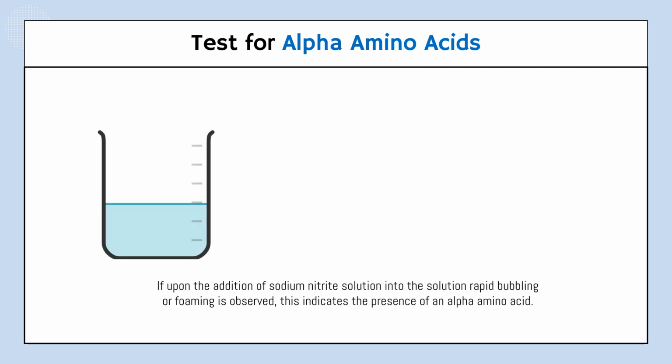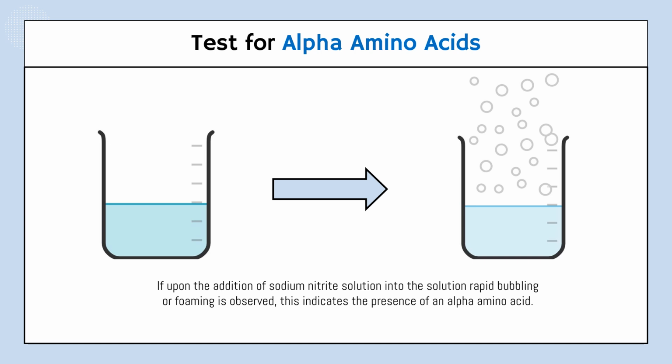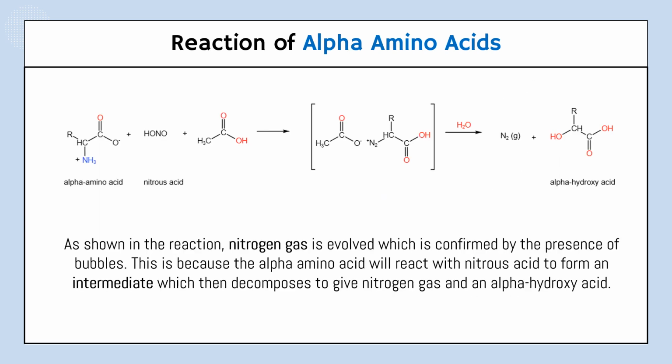If upon the addition of sodium nitrite, the solution starts to bubble or foam, this will indicate the presence of an alpha amino acid. As shown in the reaction, nitrogen gas is evolved, which is confirmed by the presence of bubbles. This is because it will react with nitrous acid to form an intermediate, which will decompose to give an alpha hydroxy acid and nitrogen gas.